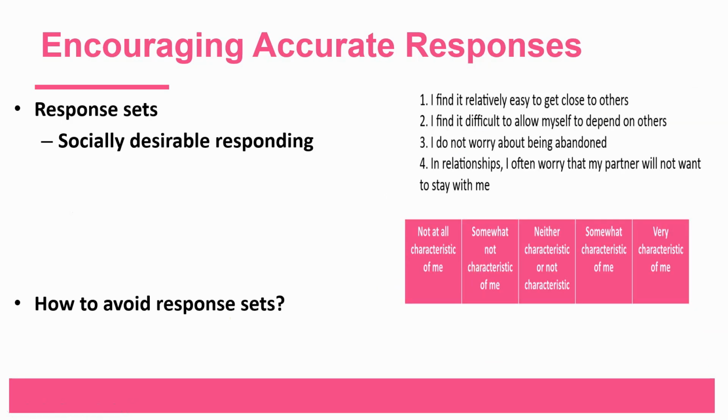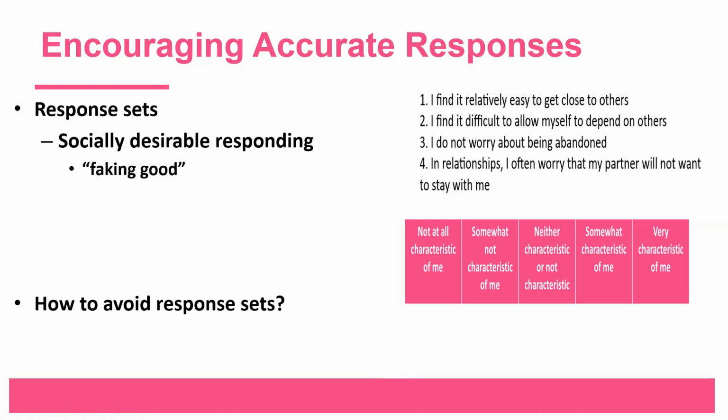All right, we're going to continue talking about response sets. Another possible response set is what's called socially desirable responding. And I've pulled the same questions over to this slide so we can see them again. So when somebody's engaging in socially desirable responding, they're trying to make themselves look good. It's sometimes referred to as faking good.